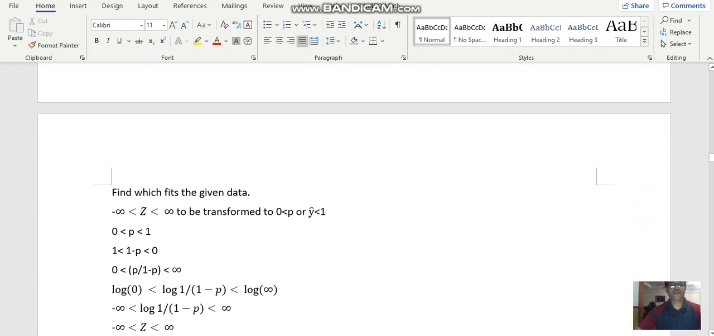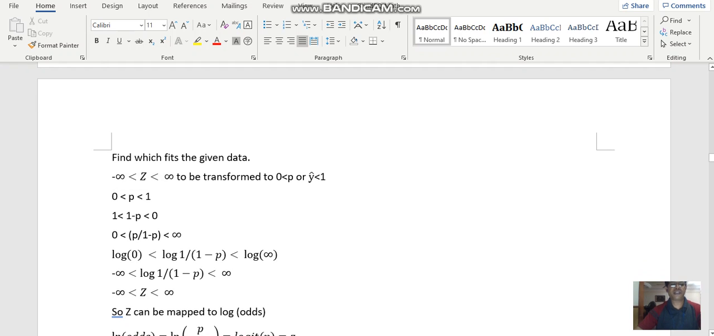So let us do that. As we know, in linear regression Z varies from minus infinity to plus infinity. Now this needs to be transformed to a value in the range from 0 to 1, and that value we can call y hat, or we can term it p. For simplicity, let us term this as p. So the requirement here is minus infinity to plus infinity to be transformed to 0 to 1.